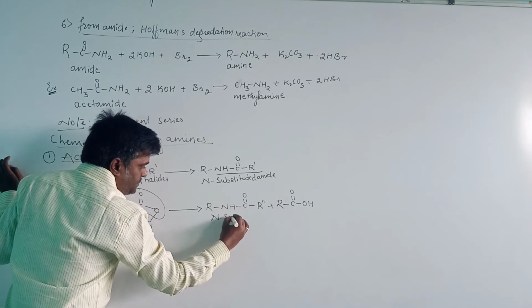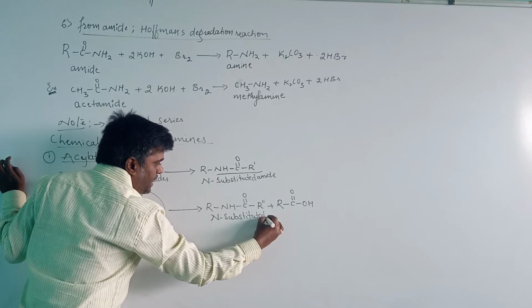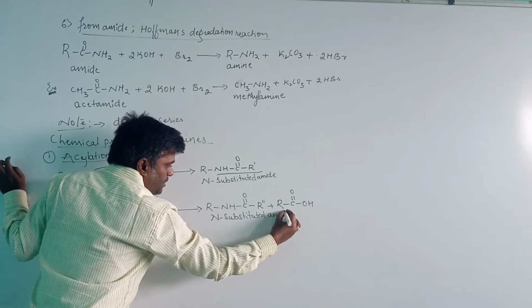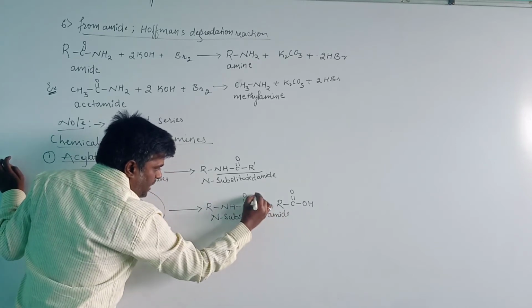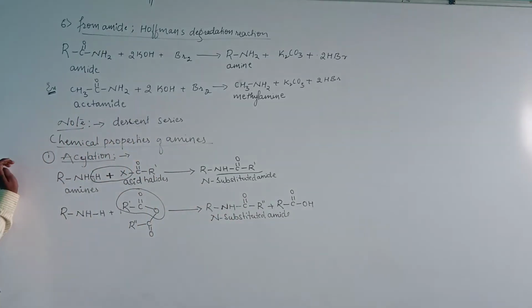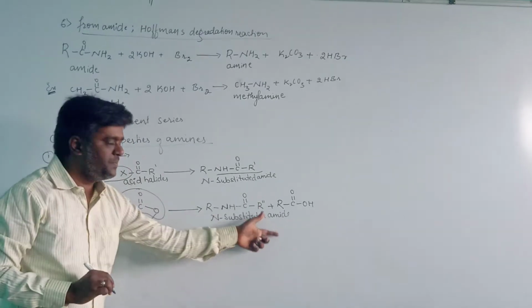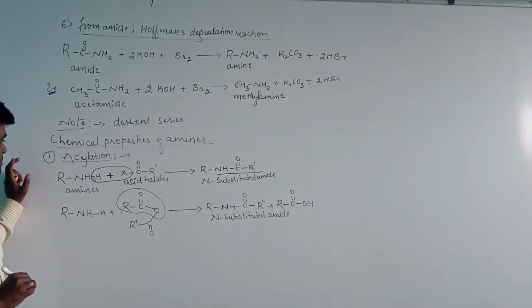N-substituted. It will produce the N-substituted amide here. This much part is known as amide, and to the amide, the R group is directly attached to the nitrogen. Therefore, we will consider the N-substituted amides. Once again, I will repeat the reaction here.